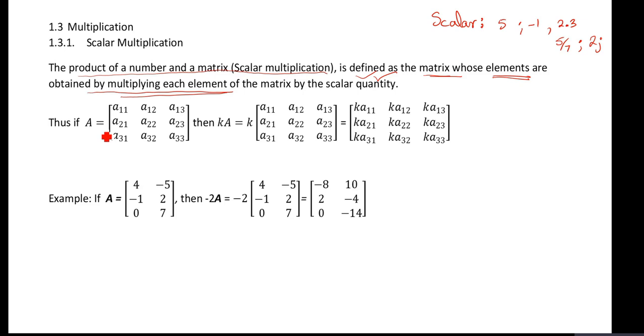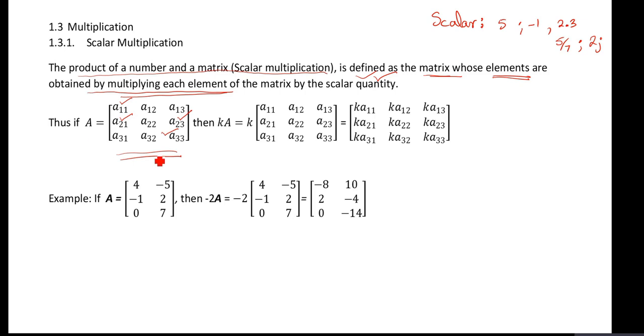So yeah, I've got A. Now notice what I've done here. I've written each element as a small a, and I've indicated every single element, the row and the column. So A11 means the element in the first row, first column. A21, second row, first column. A23, it's the second row, third column. What about A33? Third row, third column.